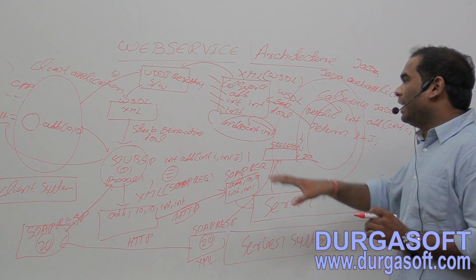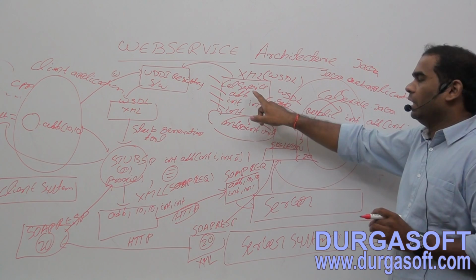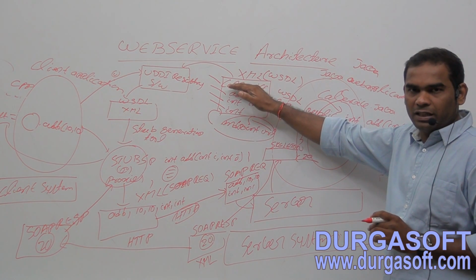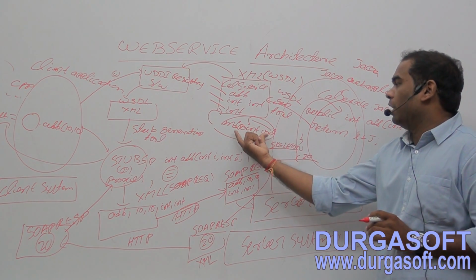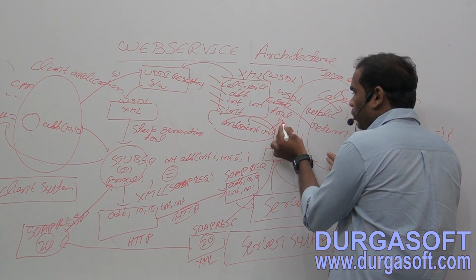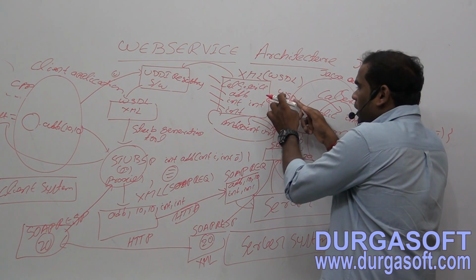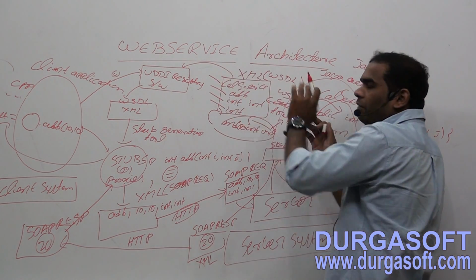So now what is the input for this WSDL generation tool to generate the WSDL file? One input is the service class, and the next one is we need to pass the endpoint URL. If we pass the endpoint URL and the service class as inputs, this WSDL generation tool will generate this WSDL file.